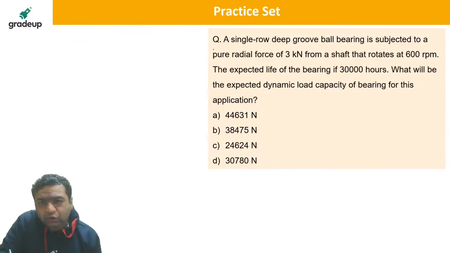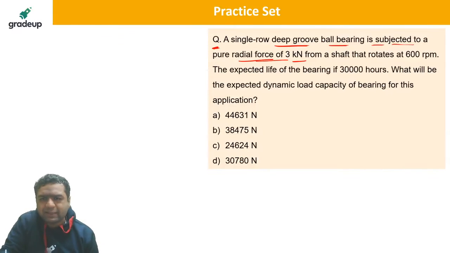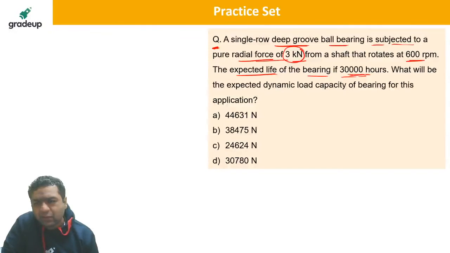Next question. A single row deep groove ball bearing is subjected to a pure radial force of 3 kilonewton, meaning there is no axial loading this time. It rotates at 600 rpm. Expected life of the bearing is 30,000 hours. What will be the expected dynamic load carrying capacity of the bearing for this application?